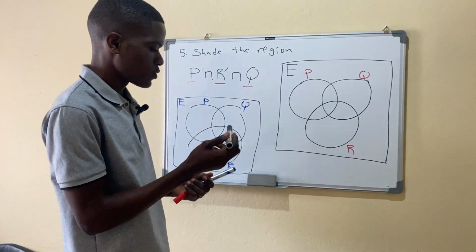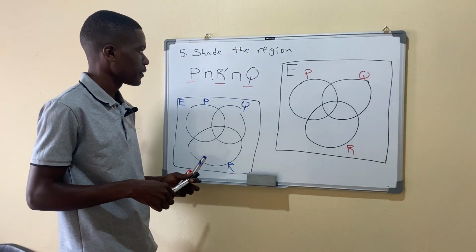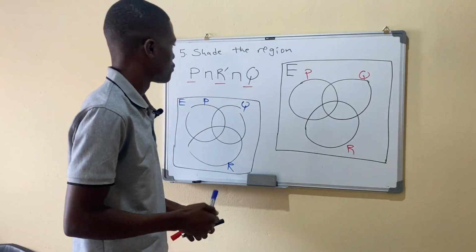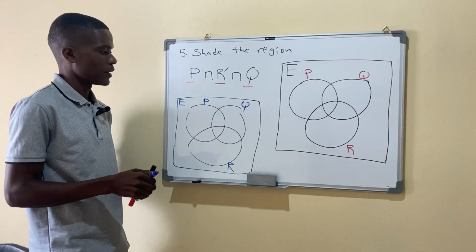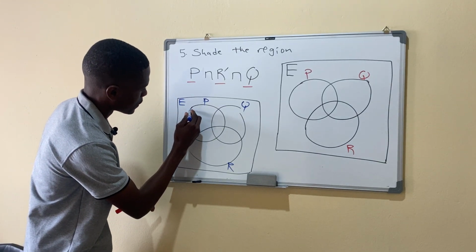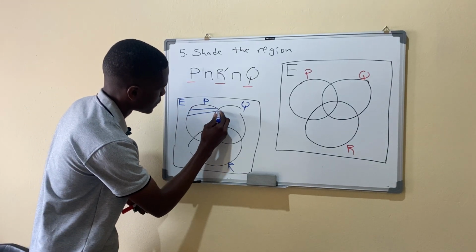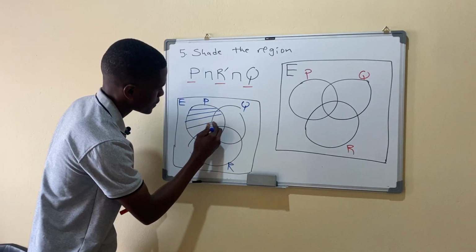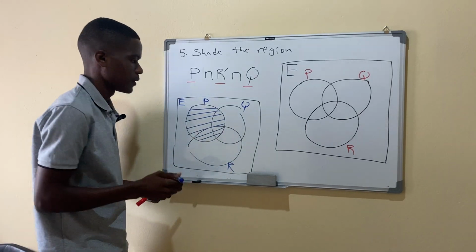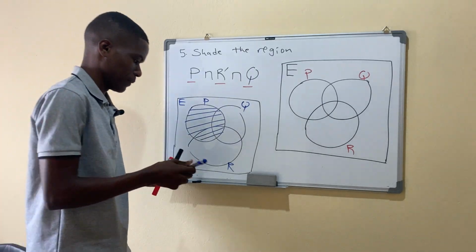Okay, so we'll start by shading. For P, we're going to shade using blue. So the entire set P is this one. This is set P. Okay, so we've shaded set P.